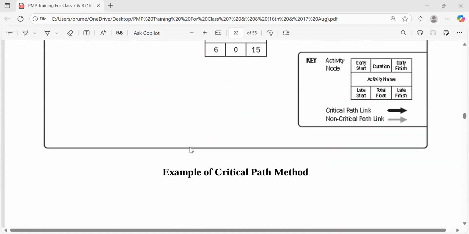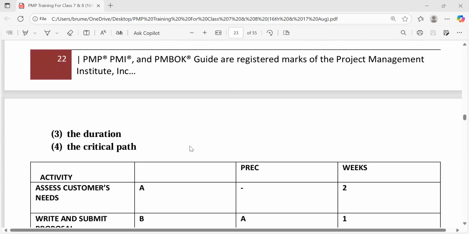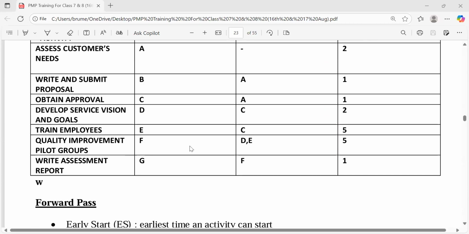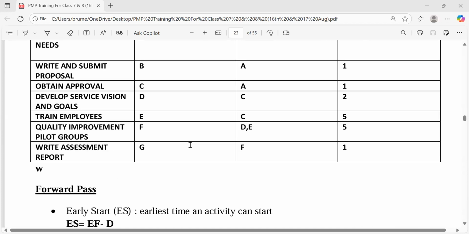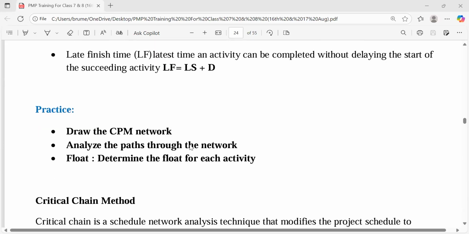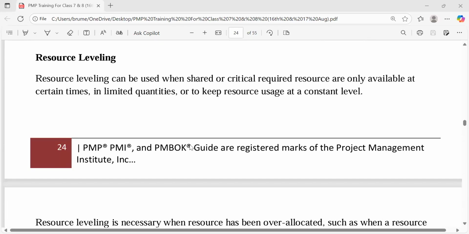So now take a look at that. The same network diagram. Is it repeating itself? Or is it a different one? Looks the same, right?